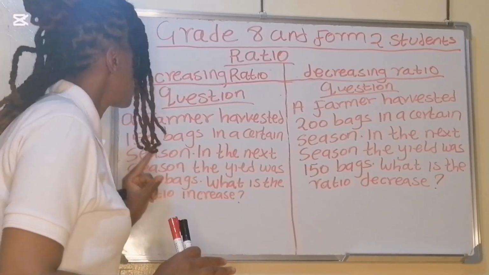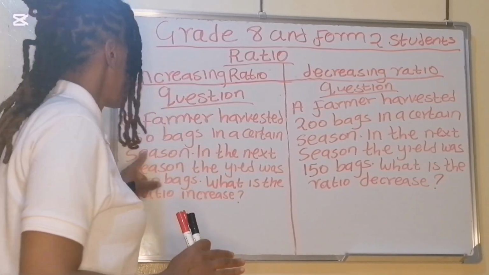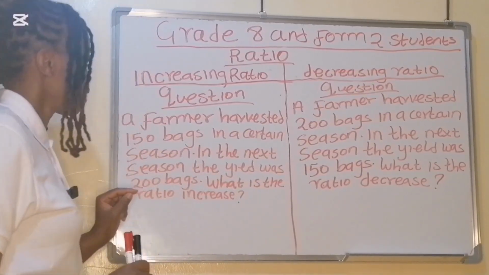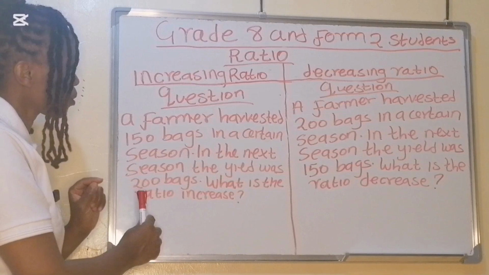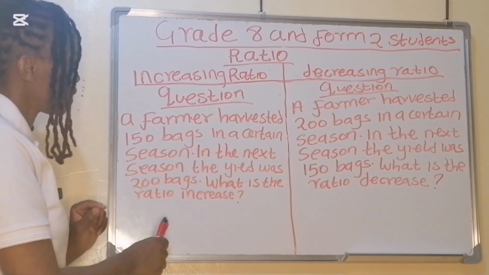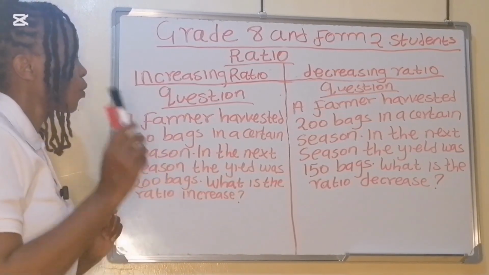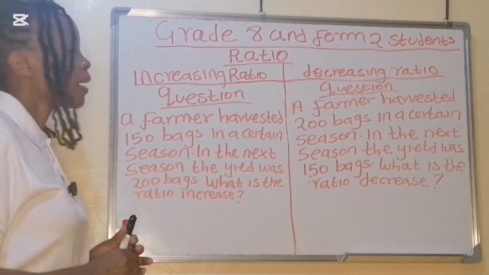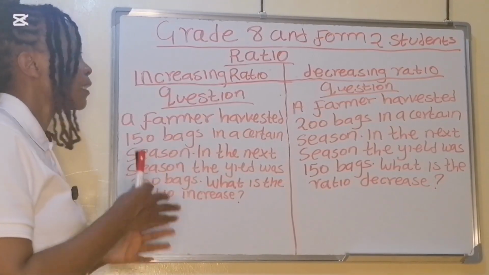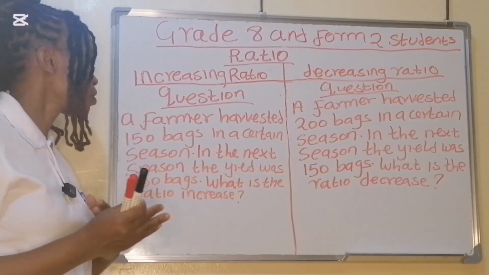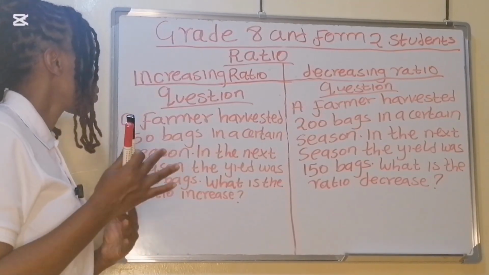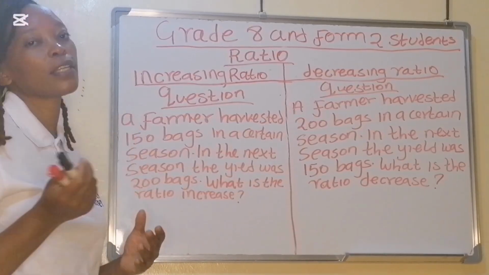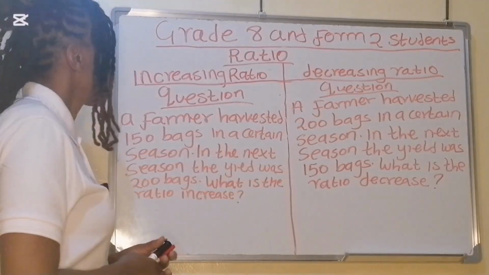So, let me read the question. This is for increasing ratio. A farmer harvested 150 bags in a certain season. In the next season, the yield was 200 bags. What was the ratio increase? So, the farmer harvested 150 bags in a certain season. Then in the next season, the yield was 200 bags. What is the ratio increase?